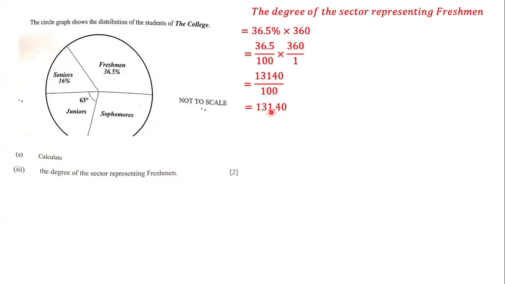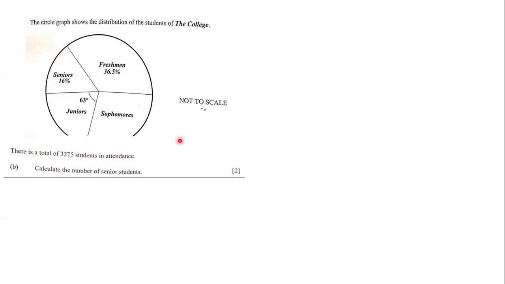131.40. Again, 13,140 divided by 100 gives us 131.40. That's the degree of the sector representing freshmen, and that's our answer to this question, because that's all they wanted. We take 13,140, we divide it by 100, and we get 131.40 degrees.